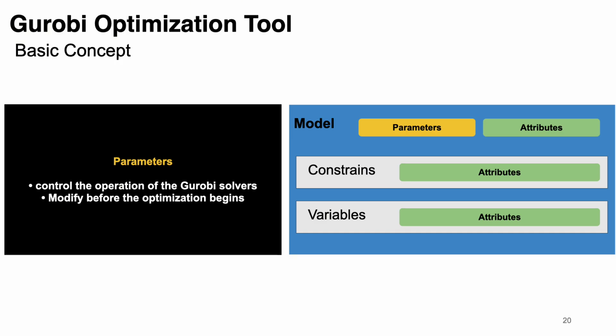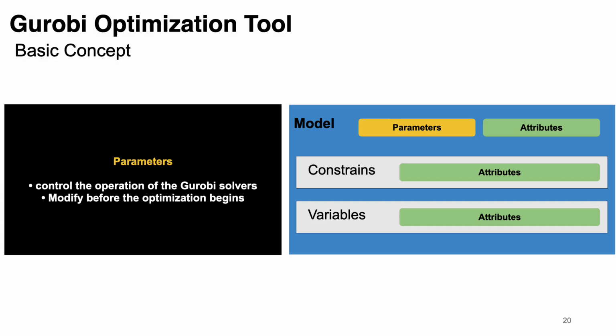Now let's look at the 2 different ways we interact with a Gurobi model, through parameters and attributes. This distinction is key to controlling the solver's behavior. In the first box, we have parameters. These are the knobs and dials that control the operation of the Gurobi engine itself. You modify these before you start the optimization process. For instance, you might set a parameter to tell the solver how many threads to use, or which algorithm to prioritize.